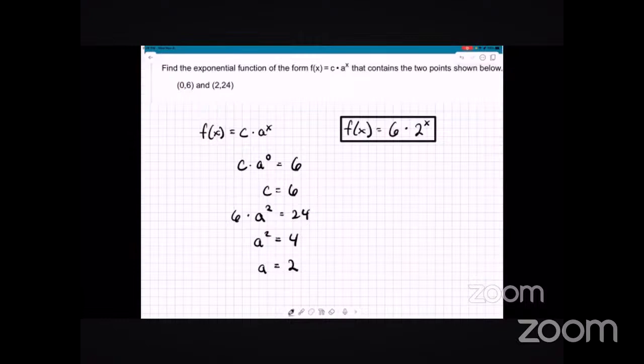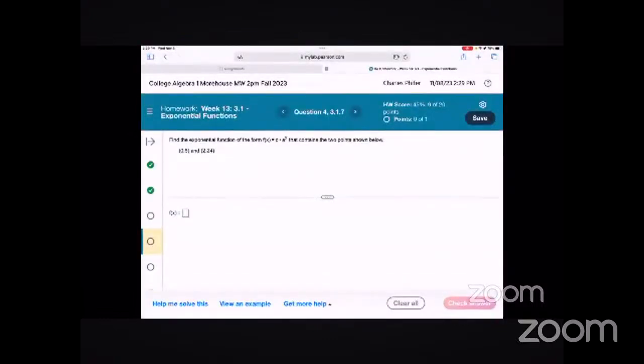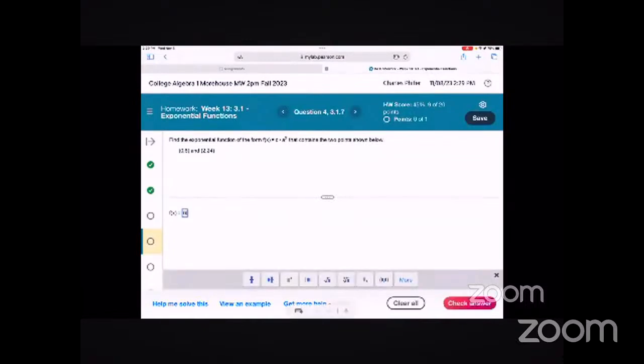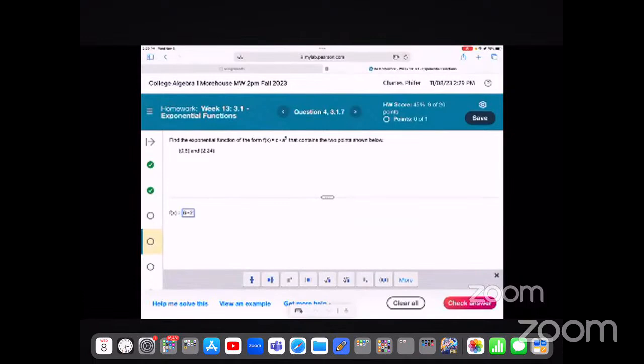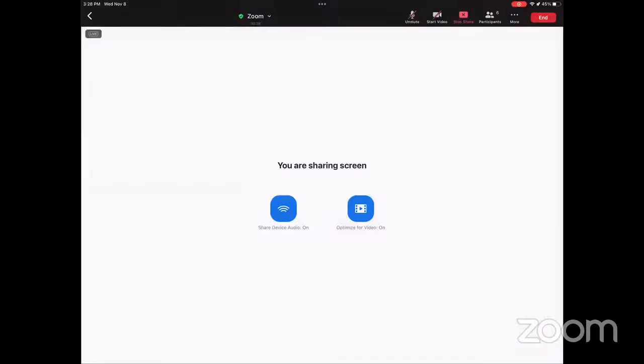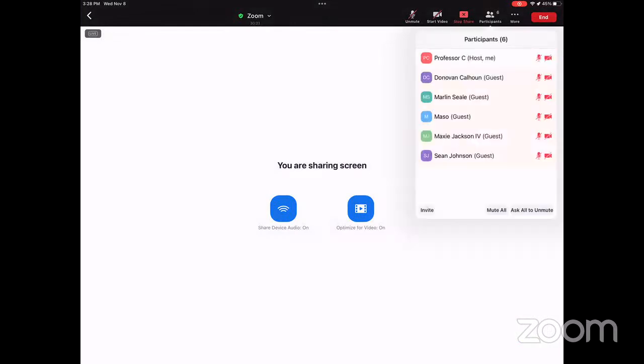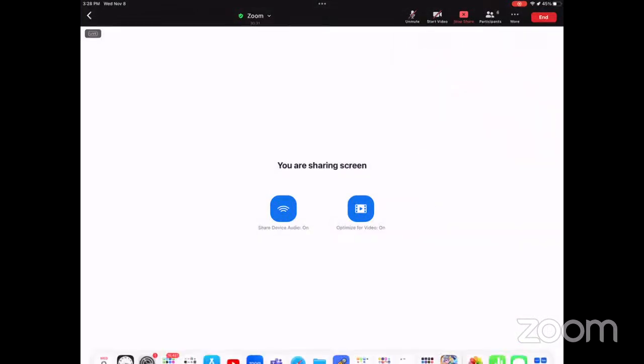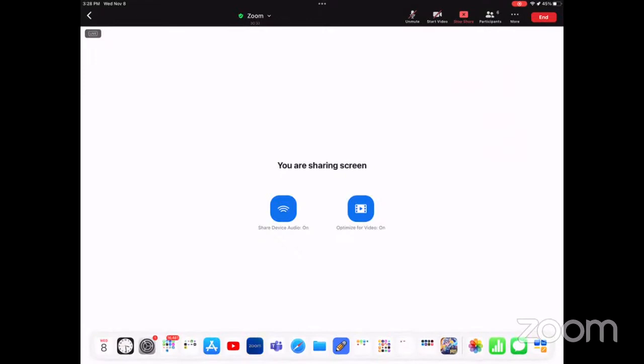6 times 2 to the power of x. Come on. All right, 6 times 2 to the power of x. When x is 2, 2 squared is 4. Yeah, that looks good. All right.